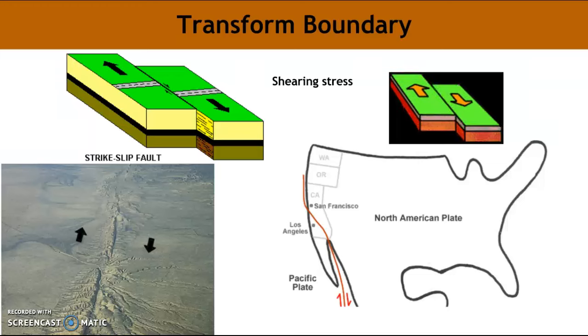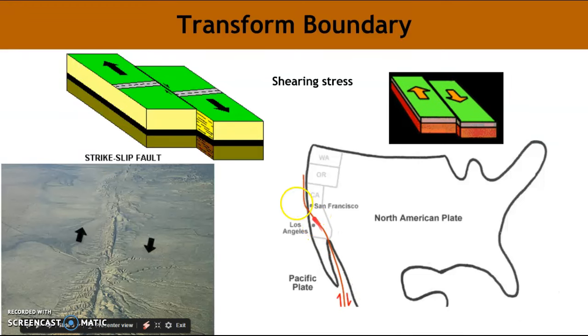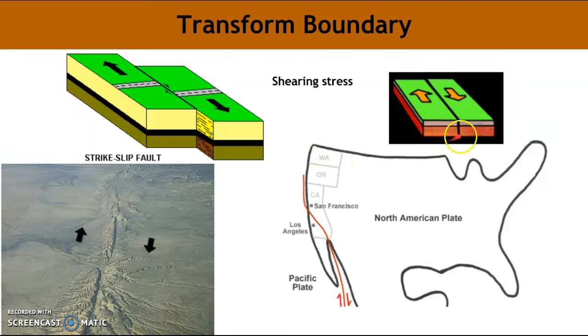The first thing I wanted to do was just review transform boundaries. We talked about transform boundaries when we talked about the San Andreas Fault in California. A transform boundary is when two plates are sliding past each other in opposite directions. This is also called a strike-slip fault, and you experience shearing stress at a transform boundary. So the stress that is experienced is called shearing.